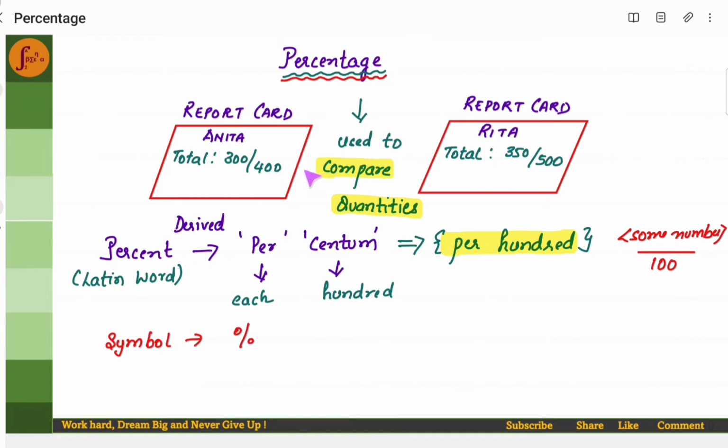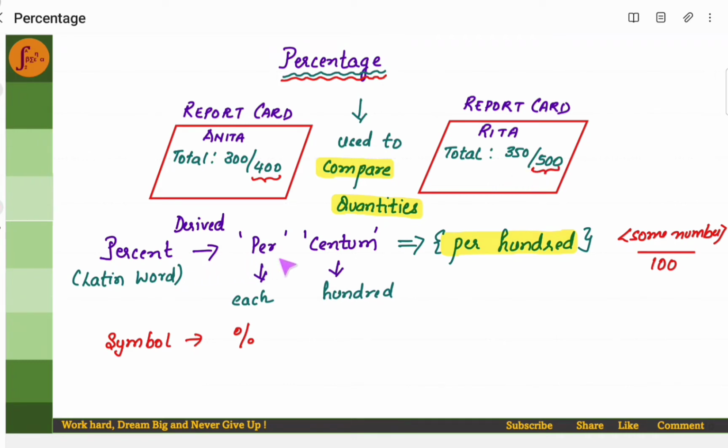How do you say who has scored more? Can you say that Rita has scored more because she has scored 350? Or can you say Anita has scored more because out of 400 she has scored 300, while Rita has scored 350 out of 500? It is difficult to say because here it is out of 400 and here it is out of 500. So it is difficult to say who has scored better.